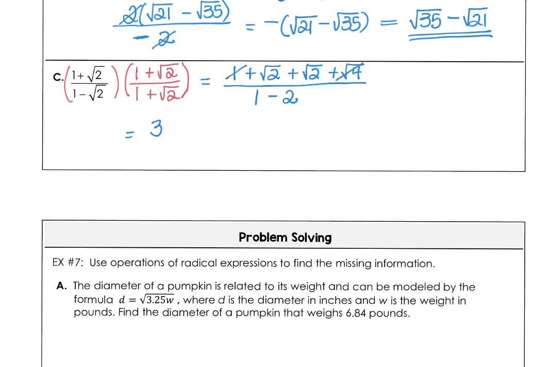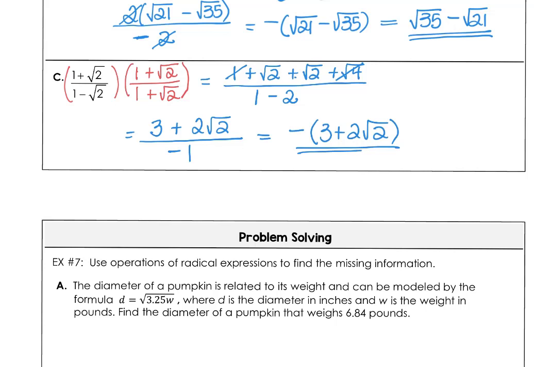That gives us 3. And here, these are not canceling. They're both positive, so we're adding 2 square roots of 2. And then on the denominator, it's negative 1. So bring the negative up to the numerator, and that would look like negative 3 plus 2 square roots of 2. This time I'm choosing to stop right there. A little different than letter B.